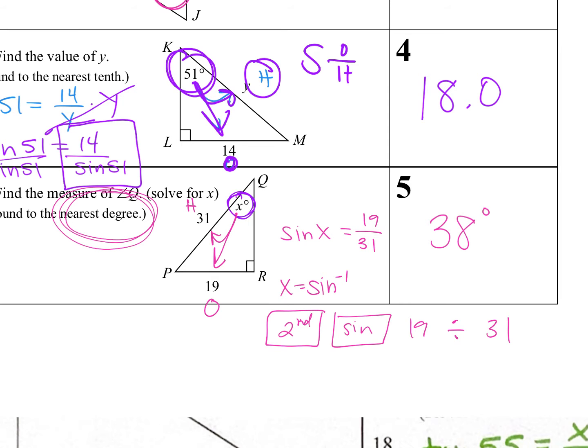38 degrees. Wait, why did you do the second sine then? Because when you're solving for an angle, you have to use the inverse, the sine to the -1. So that's what this gets you. When you hit second and then the sine button, it gets you the inverse. So if ever you're solving for an angle, you will always use the inverse every single time. Good? Any questions?